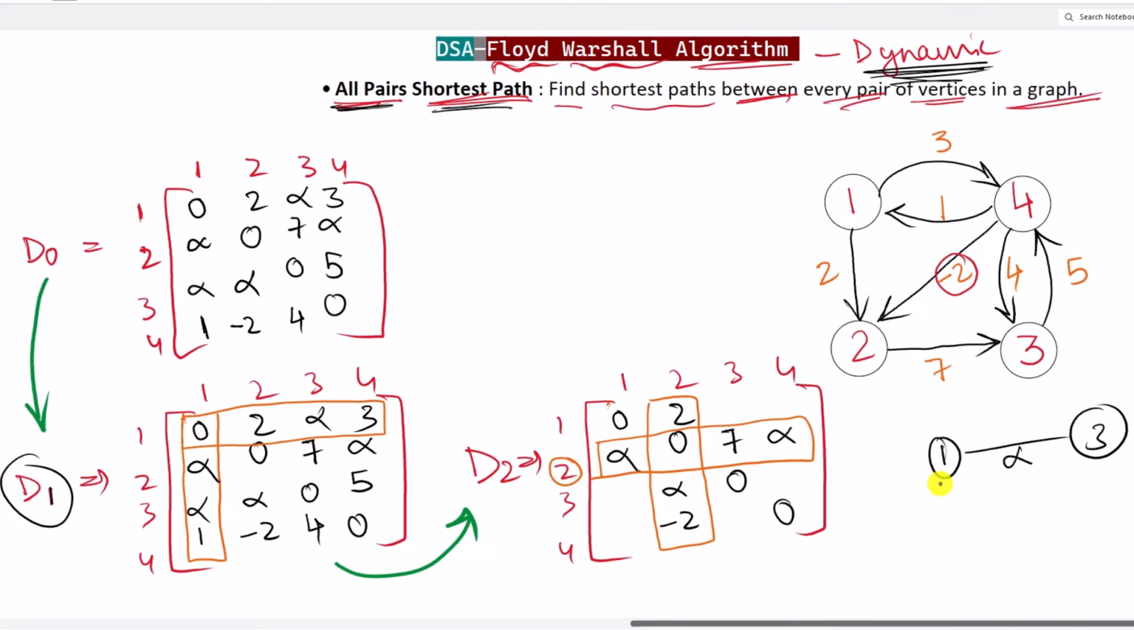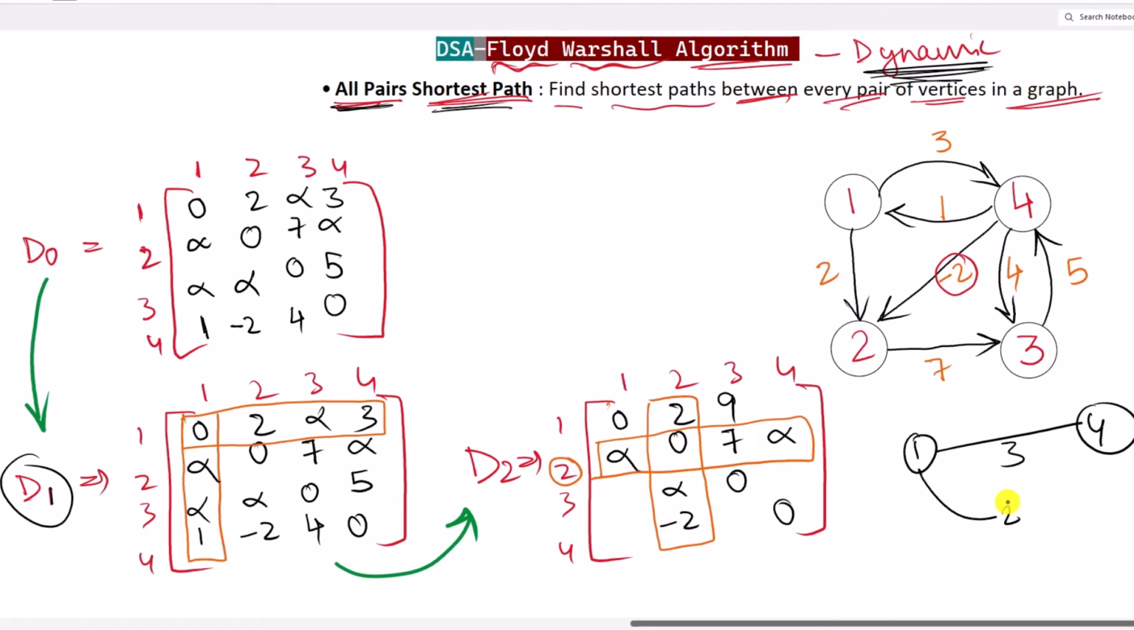Now we're gonna take this vertex 2 as the intermediate, and we're gonna check if we found some better path or not. So from 1 to 2 we have the cost as 2, from 2 to 3 we have the cost as 7. So because 7 plus 2 is 9, and 9 is better than infinite, that means here we're gonna take 9. Now from 1 to 4, we have the cost as 3.